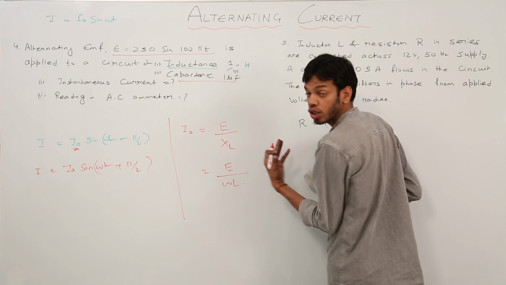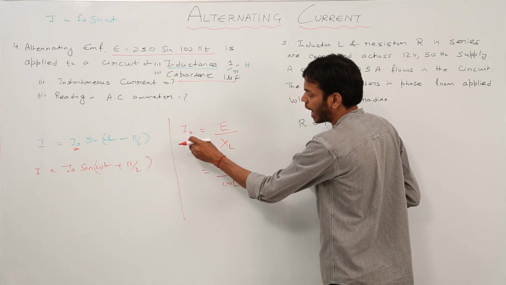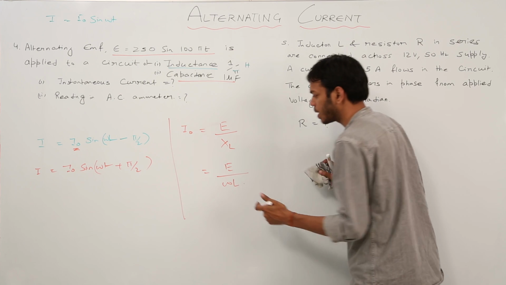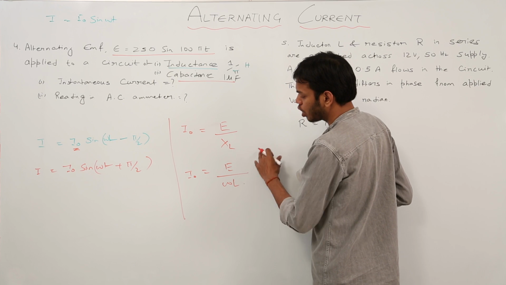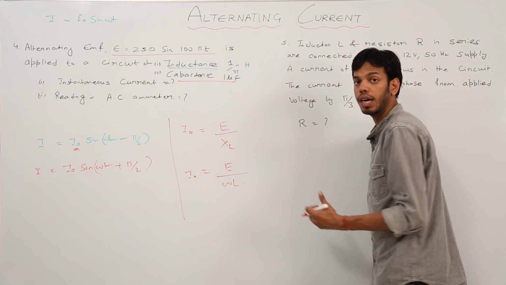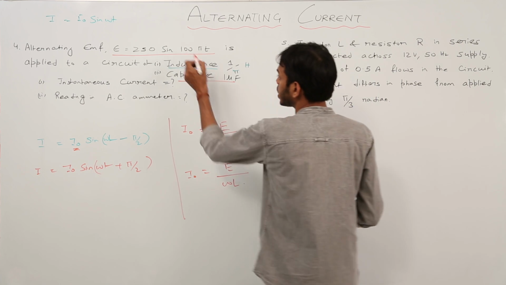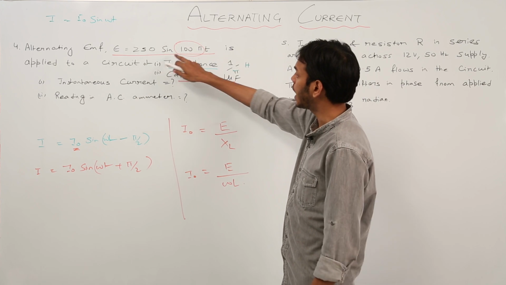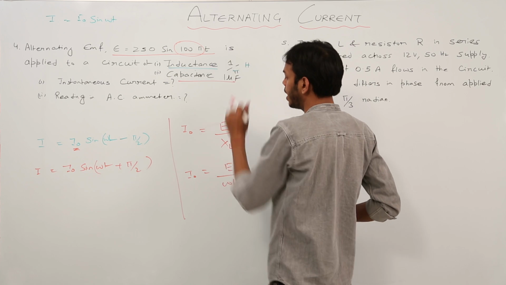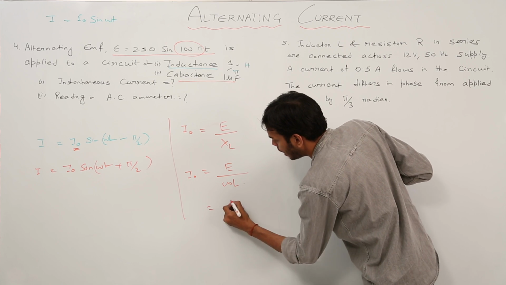Again, the wrong statement. I had to say I naught is equal to E upon XL. Anyhow, I naught is equal to E upon omega L. Instead of XL, we have written omega L. What is omega? Omega is the angular frequency, which can be found directly from the equation E equals E naught sine omega t. So this is omega, which is 100 pi.